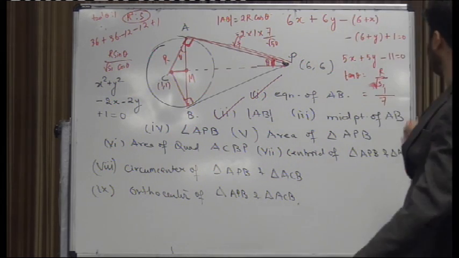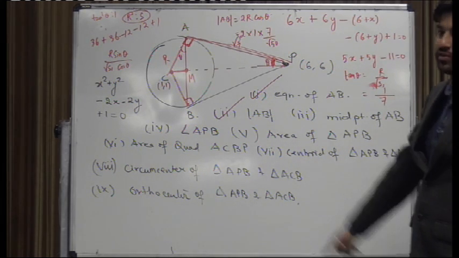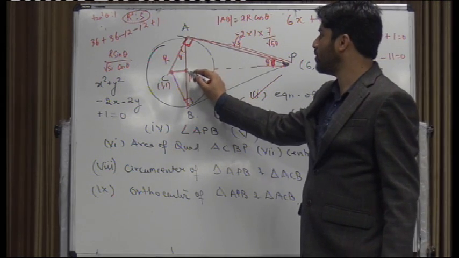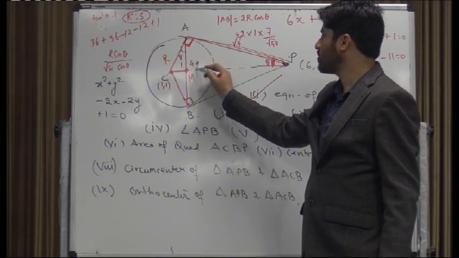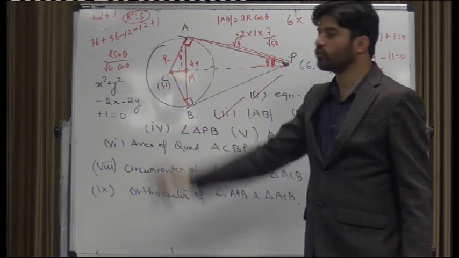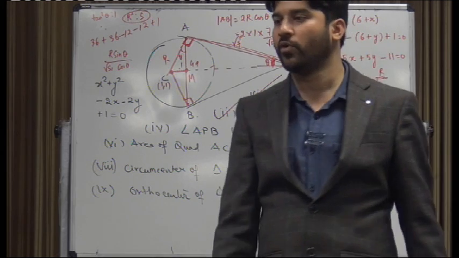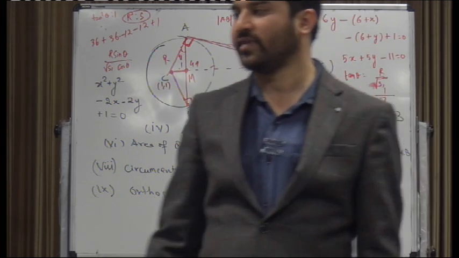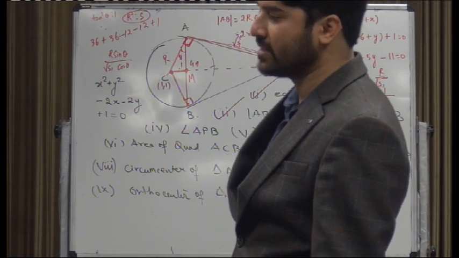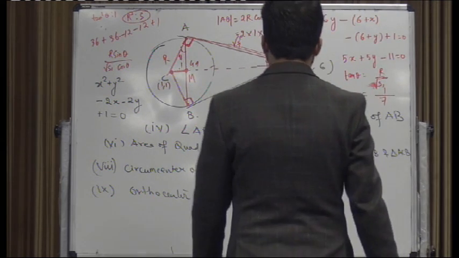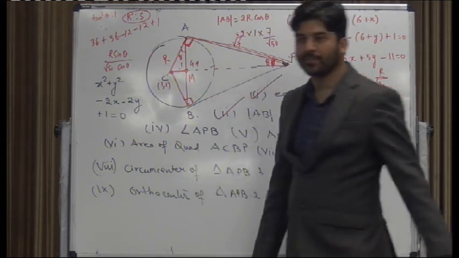What is tan theta? 1 by 7. So 1 is to 49. Can we apply the section formula? So 1 would go to 6 and 49 would go to 1. So 49 plus 6 upon 7. That is 55 by 7, comma 55 by 7. Is it understandable? Okay.